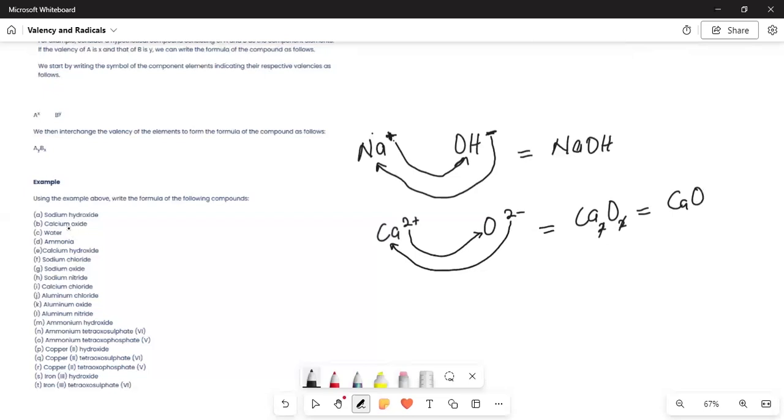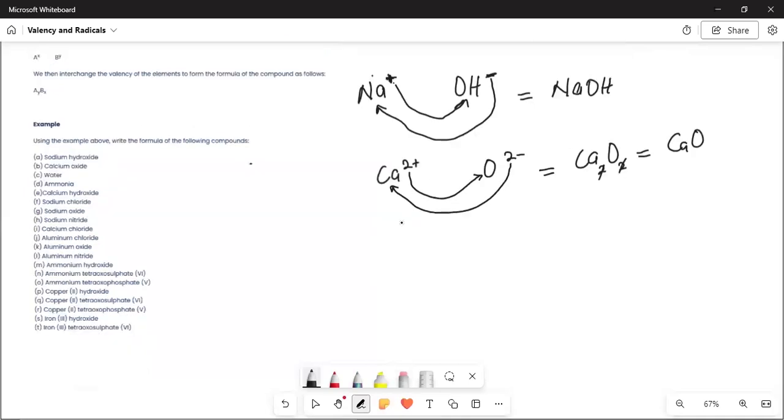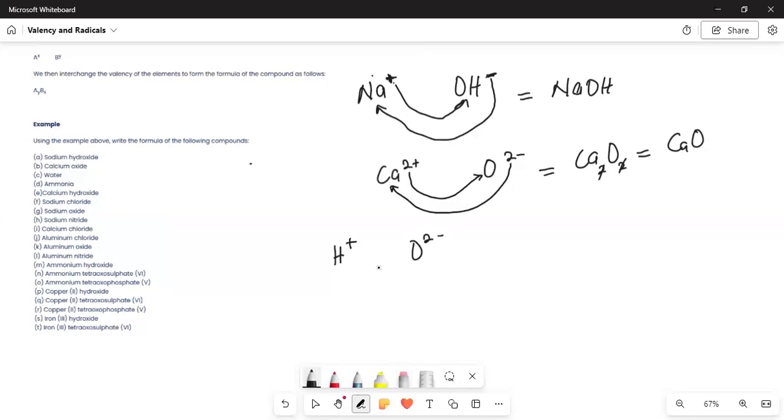The next one is water. Water is hydrogen and oxygen. The hydrogen, the valency is 1. Oxygen, the valency is 2. So for a compound to be formed, they have to exchange their valency. Oxygen will pick 1, and hydrogen will pick the 2 from oxygen. So we have H2O, that is this 2 here. That is exchange of valency.